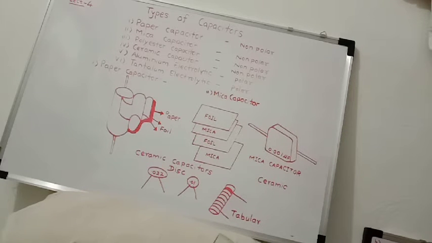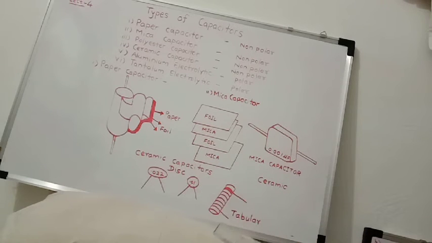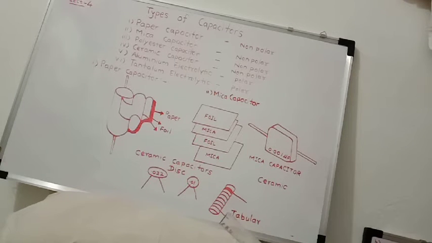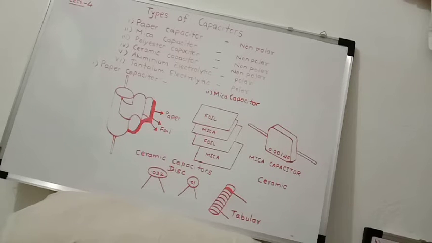This ceramic capacitor is constructed by depositing silver on each side of a very thin disc of ceramic material. Silver is deposited on each side of a very thin disc of ceramic material.